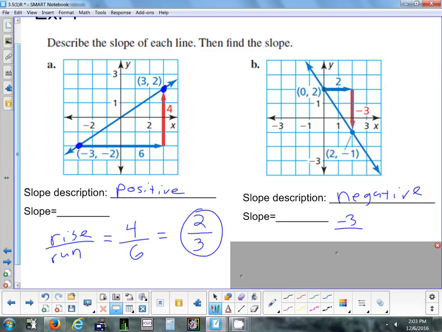And somebody else tell me my run. Marissa? 2. And that's my slope, -3/2. Can I reduce -3/2? No. There's no number that goes into both of them. Okay, so any questions on how to do it when they give you those arrows to follow? Okay, anybody else need to copy anything there? All right.